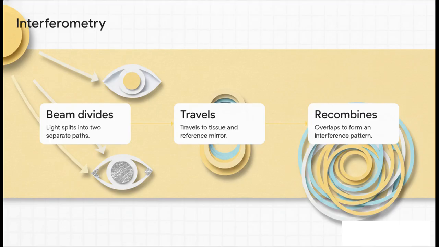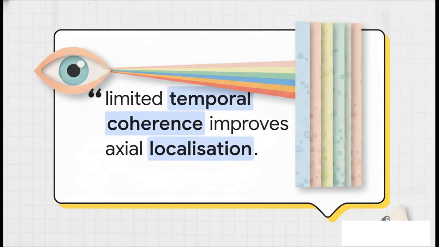But, and this is a huge but, that interference only happens if the optical path lengths of those two separate journeys match up perfectly. Now there's a really brilliant quote from our source material that highlights a fascinating paradox in how this is designed. It says, "The apparent paradox is useful. High spatial organization supports precise interference. Limited temporal coherence improves axial localization." What in the world does that actually mean?